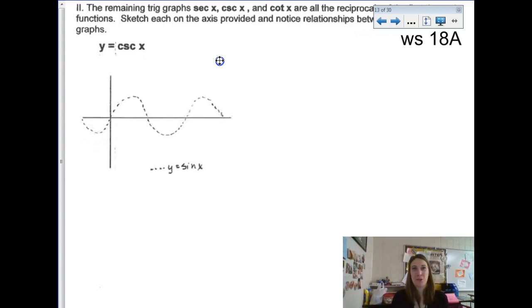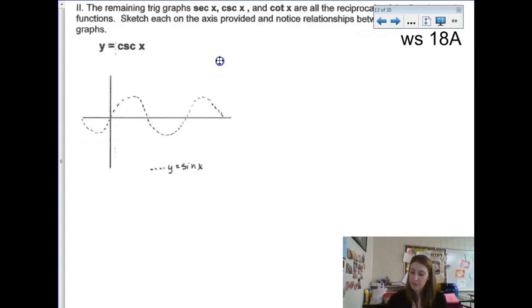Let's talk about graphing the cosecant function. So the cosecant function is the reciprocal function to sine. What we have on our paper here is a rudimentary sine graph, a regular sine graph, nothing fancy happened to it, that's been kind of sketched in.